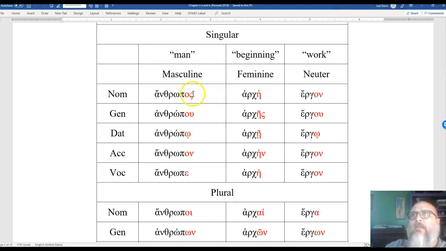And so with these case endings, you can think of this as the root of your word, and then you put a case ending on the end, and it determines its grammatical function.